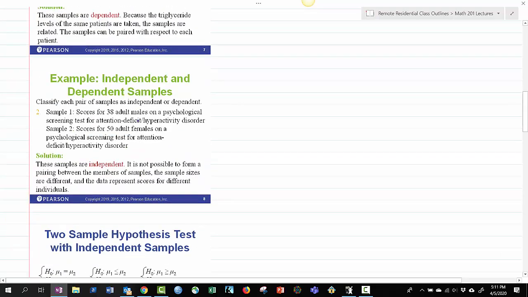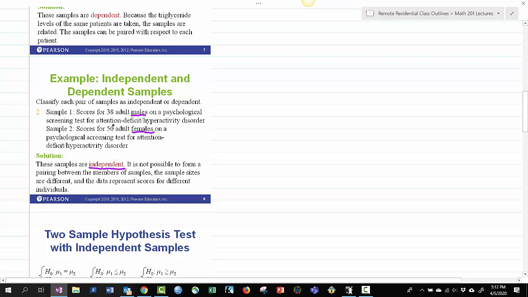Let's look at another one here. Classify each pair of samples as independent or dependent. Scores for 38 adult males on a psychological screening test for attention deficit hyperactivity disorder, that's sample 1. Scores for 50 adult females on a psychological screening test for attention deficit disorder, that's 2. All right, so it's not important here that one group is male and one is female. What's different is it's two separate groups, and the fact that it's a group of males and a group of females makes it clear these are two separate groups of people. So that would make it independent, and this is the kind of situation we're dealing with.